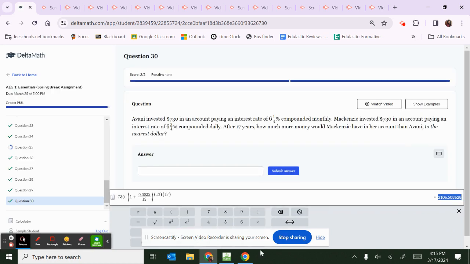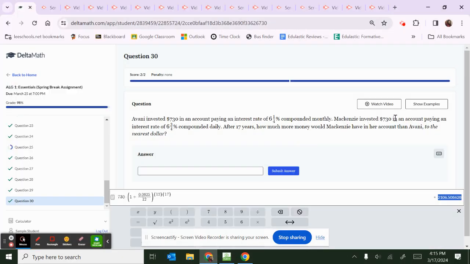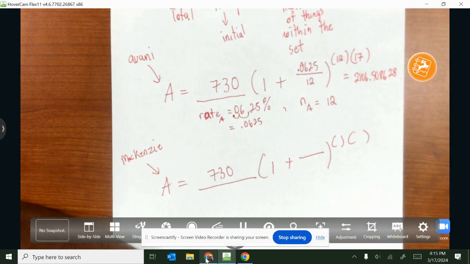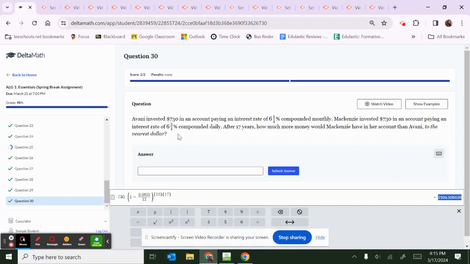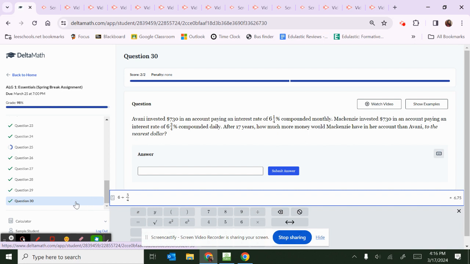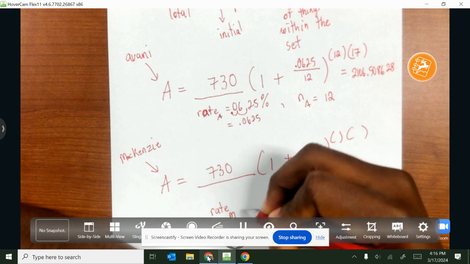All right. So now we're gonna do Mackenzie. We're gonna do the exact same thing, but for Mackenzie. So when we look at Mackenzie, she says that she had 730 that she was investing in the account. So she likewise has 730 as a principal or initial. All right. However, her rate was different because she had 6 and 3/4. So we need to do 6 plus 3/4, which would be 6.75. However, that's a percentage. All right. And we need a decimal.